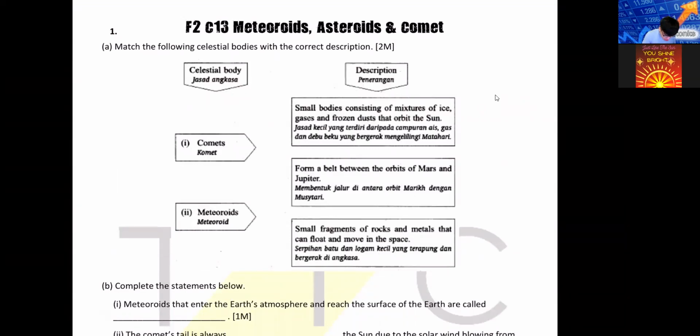So the first one, what is a comet? How do you know it's a comet? You see ice. Like I said, comet is a ball of ice. Next, meteoroid is basically a small stone. So you see small fragments of rocks. Small rocks. If you see a belt, this is definitely an asteroid.